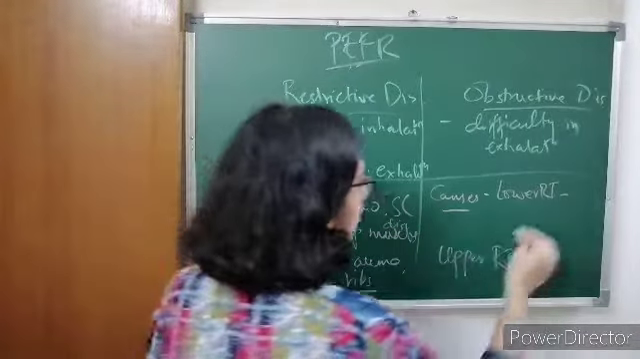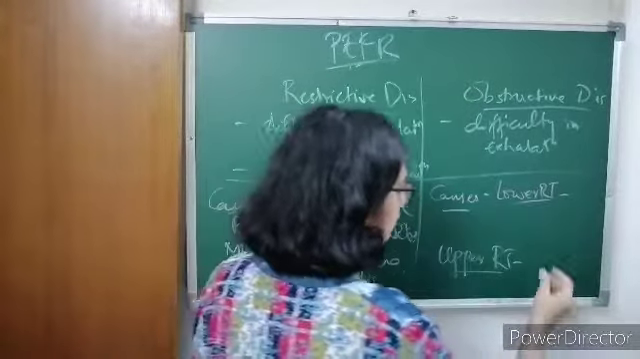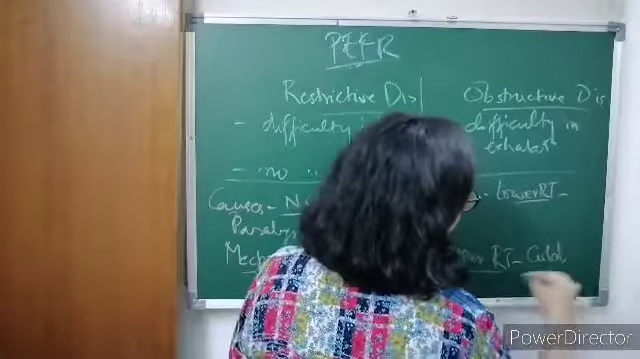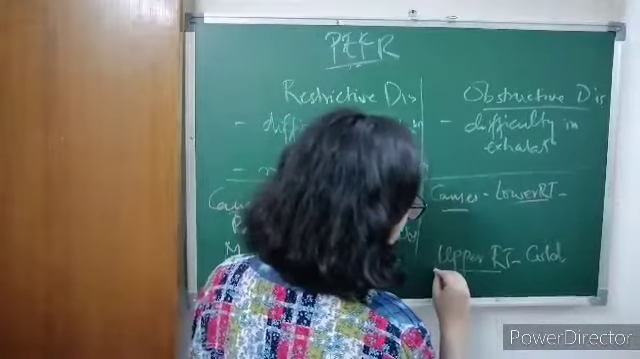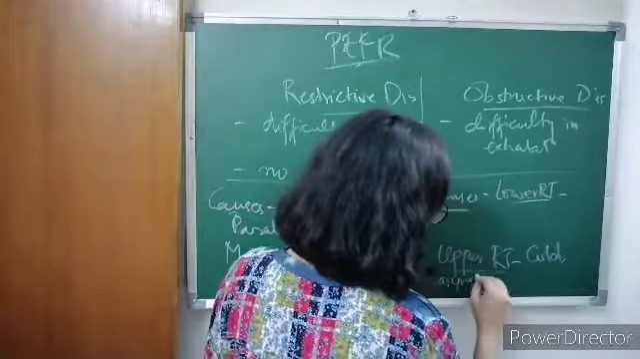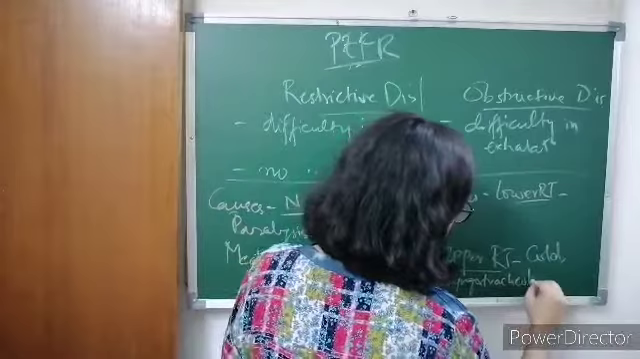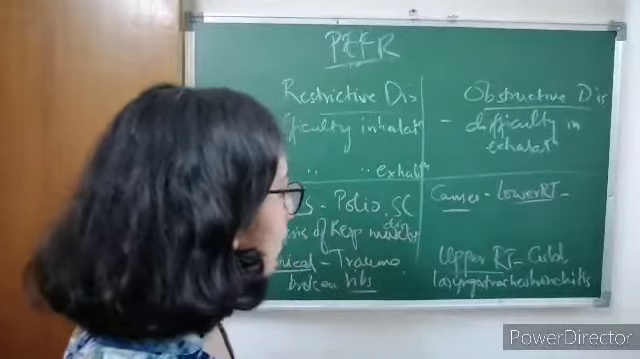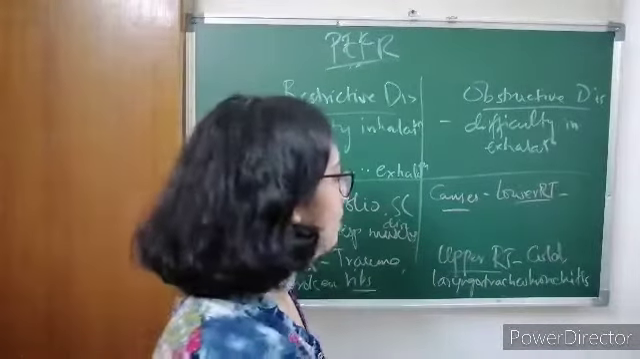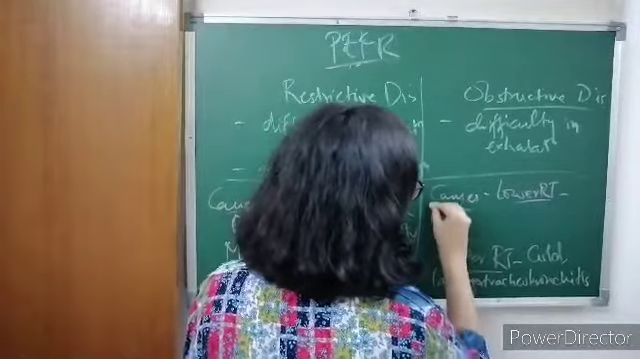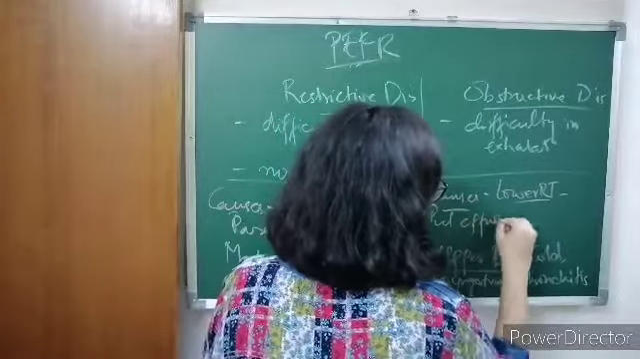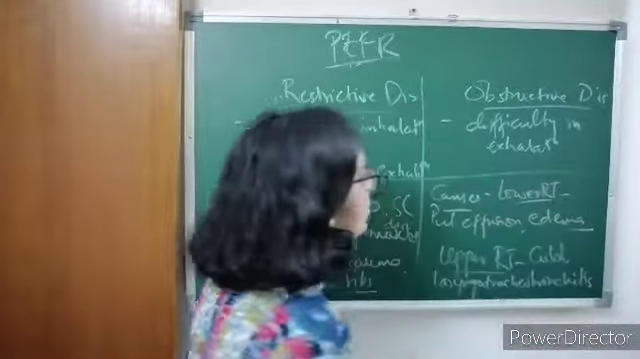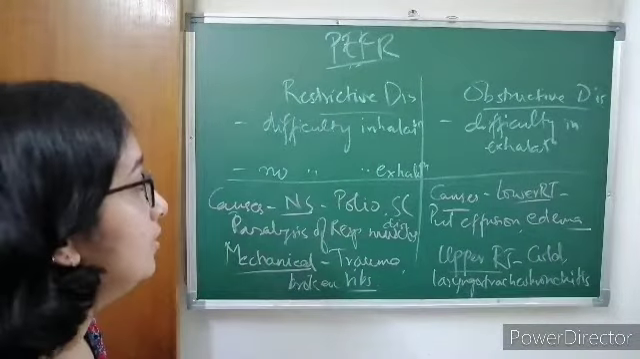In obstructive disease, there are upper respiratory tract causes like upper respiratory infections: cough, cold, laryngotracheobronchitis, and rhinitis. These are all the upper respiratory causes. Lower respiratory causes are like pulmonary effusion and pulmonary edema, and these are the lower respiratory causes which are responsible for the obstructive diseases.